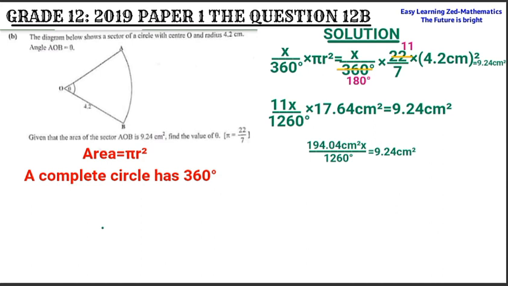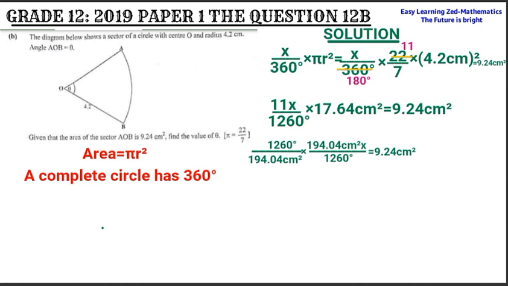1260 degrees over 194.04 centimeter squared, because I want to remain with the x alone. What I mean is I'm going to turn this fraction upside down. So I'm going to multiply by 1260 degrees over 194.04 centimeters squared. As you can see, I've just taken the numerator to become the denominator, and the denominator becomes the numerator. That is the multiplicative inverse of the other fraction.